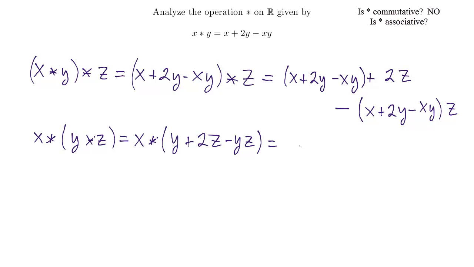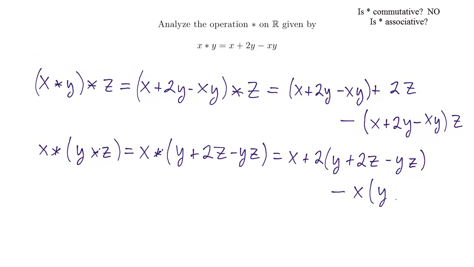And if we write this out further, we're going to have x, the first one, plus 2 times the second one, 2 times in this case, y plus 2z minus yz, and then minus the product of these two, which would be x times y plus 2z minus yz. And the question is, are those the same?